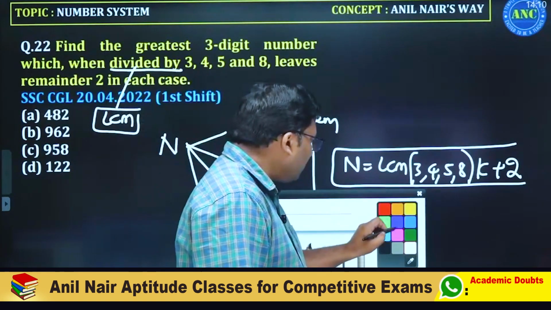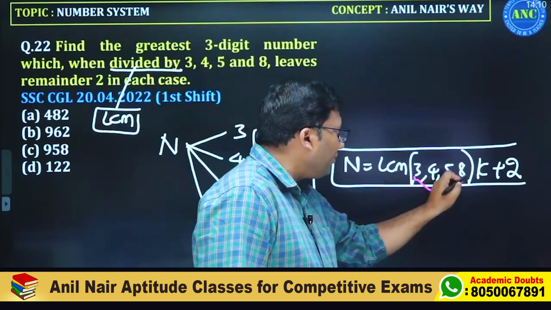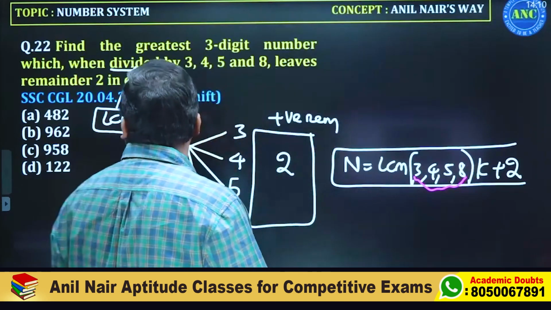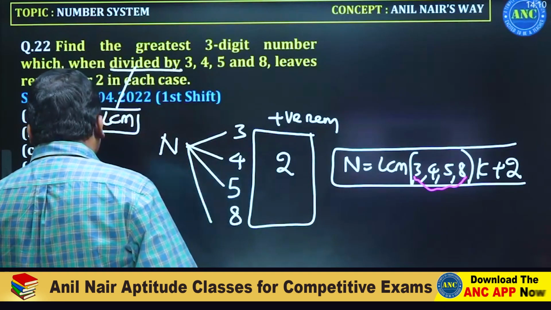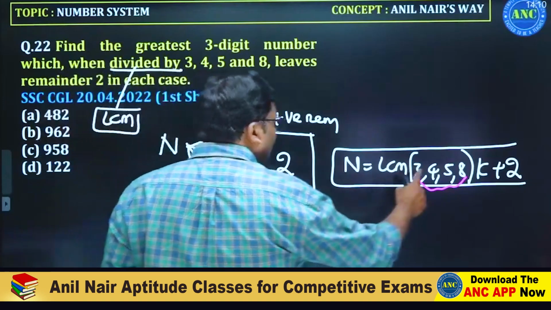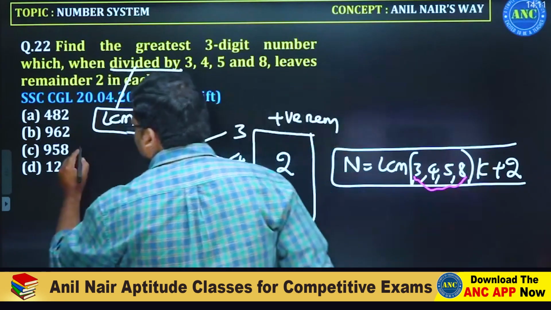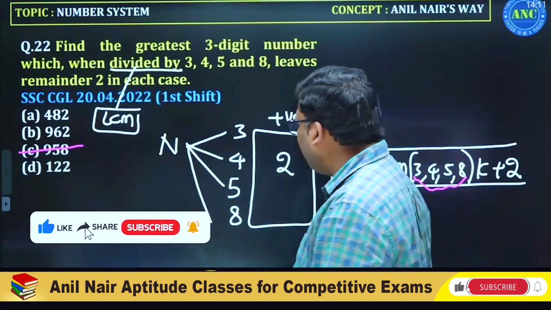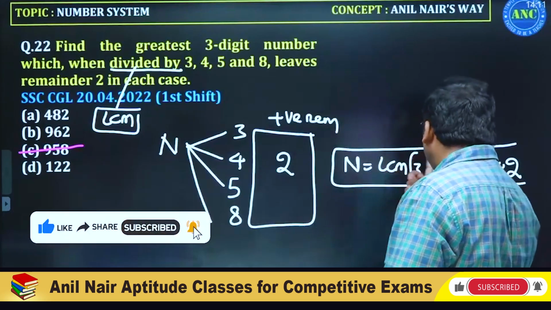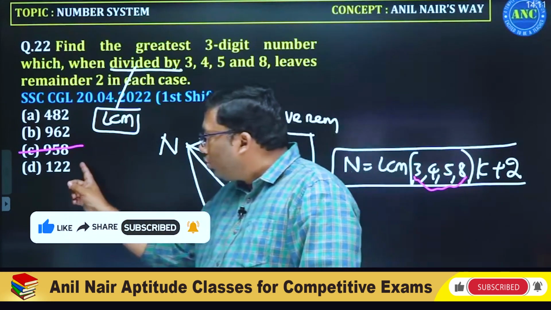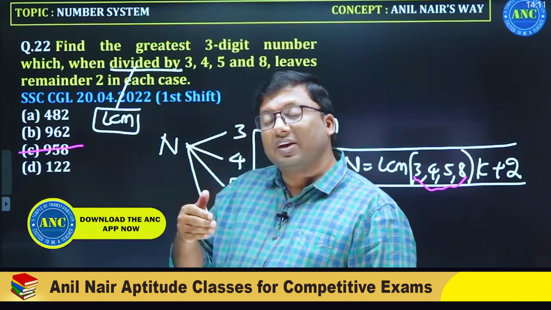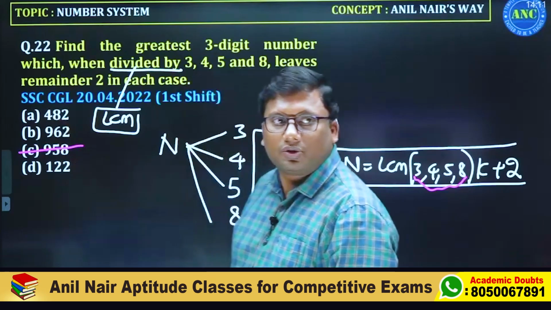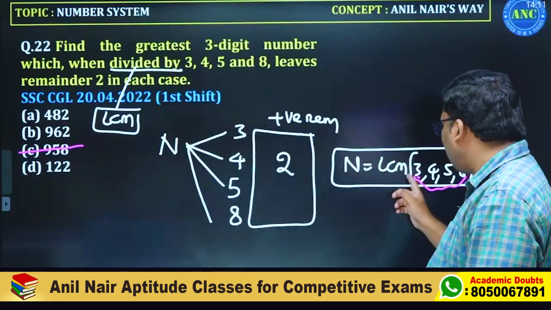Now, if you see here, this is divided by 3. The answer when divided by 3, positive remainder should be 2. When divided by 5, positive remainder should be 2. For 958 it is omitted. When divided by 3, remainder 2. 2 plus 2 plus 1, 5. 5 when divided by 3, remainder 2. Here also 2, here also 2.